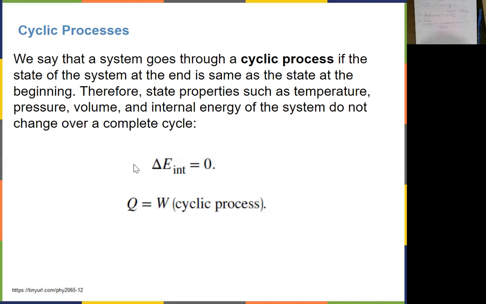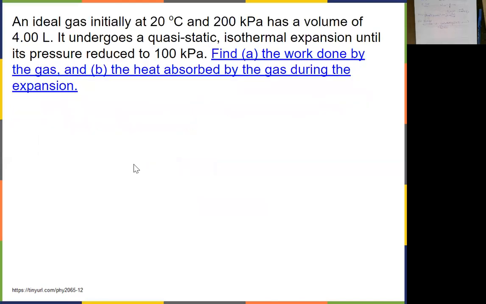All right. We'll take a look at this example here. It says an ideal gas initially at 20 degrees Celsius and 200 kilopascal has a volume of 4.0 liters. It undergoes a quasi-static isothermal expansion until its pressure is reduced to 100 kilopascal. It's asking you to find the work done by the gas and the heat absorbed by the gas during the process.